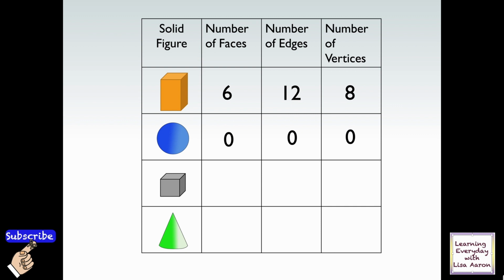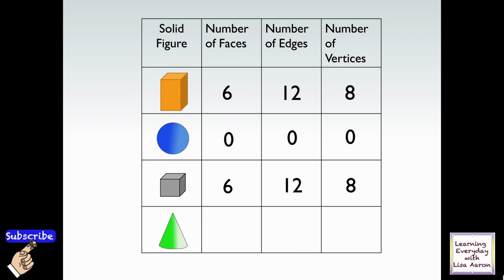Okay, here we have a cube. How many faces? 1 on top, 1 on the bottom, and 4 going around. 6. How many edges? 4 on top. And when there's a top, there's 4 on the bottom. That's 8. And then 4 more going around the cube. 12. How many vertices? Those are the very corners, right? We have 4 on top and 4 on the bottom. 8.